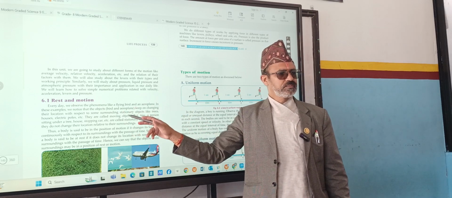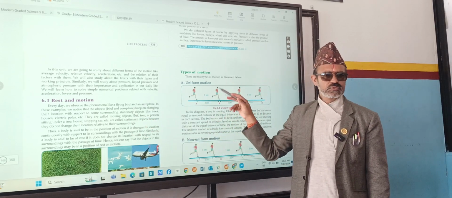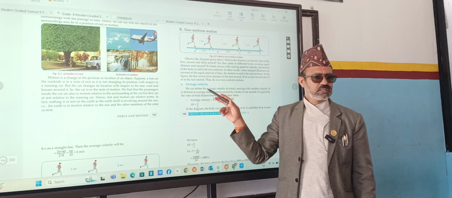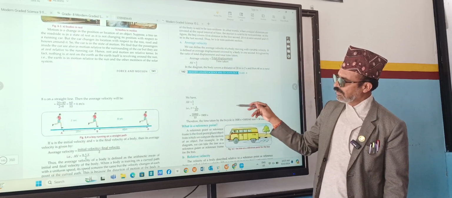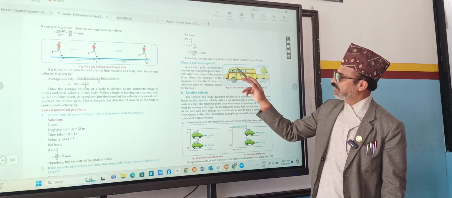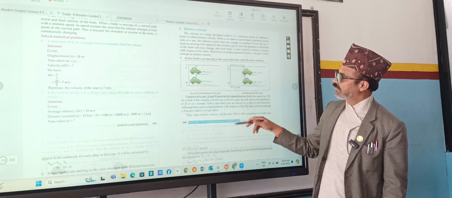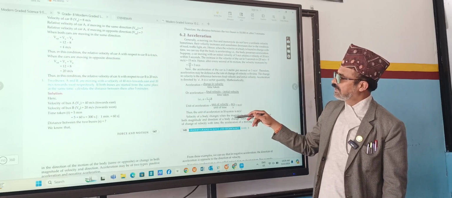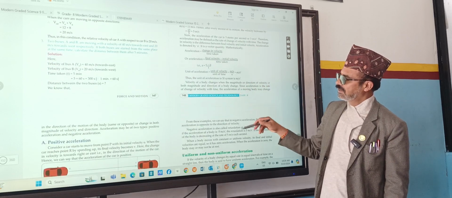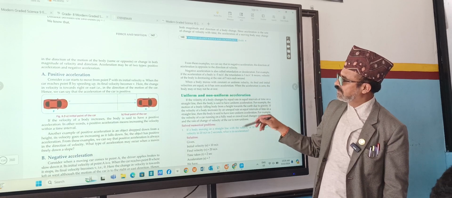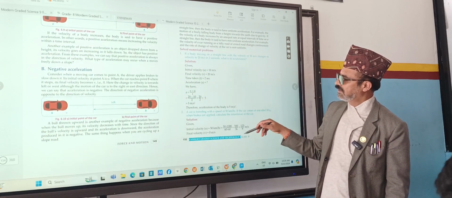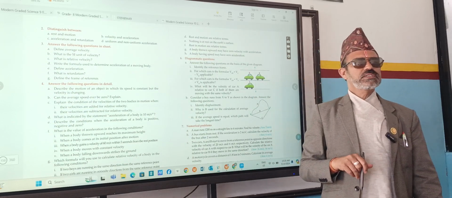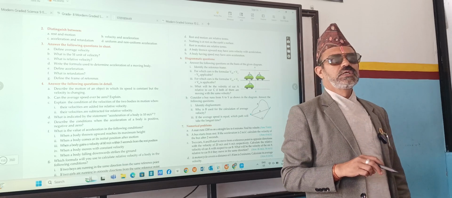Here is rest and motion. Next is types of motion. What are the types of motion? Uniform motion and non-uniform motion. Then what is next? Average velocity. There is a numerical problem also, and a reference point, relative velocity, and some numerical problems are also there, right? Then the acceleration: positive acceleration, negative acceleration, uniform and non-uniform acceleration, numerical problem, and this portion is over, right? So without wasting time, let's welcome today's presenter on the stage.